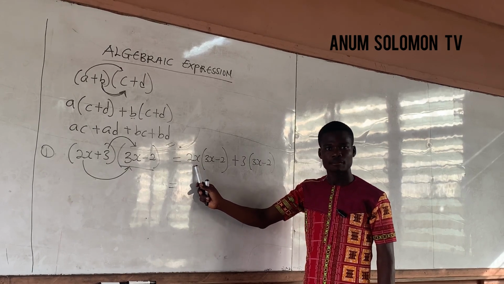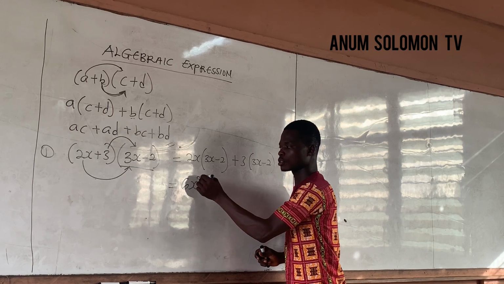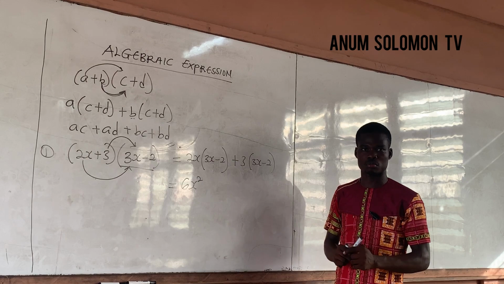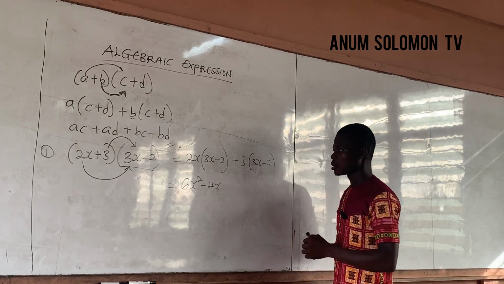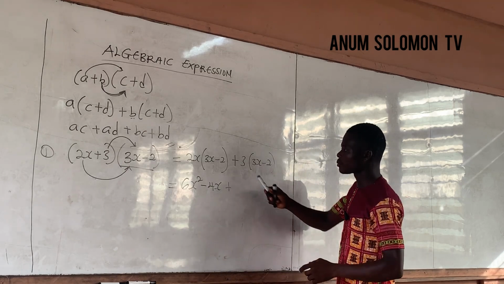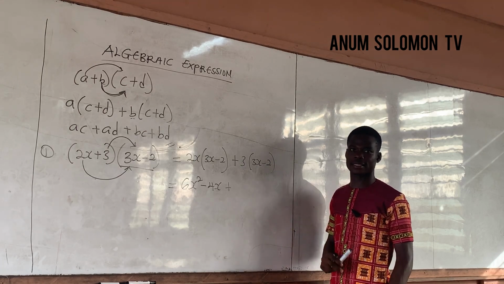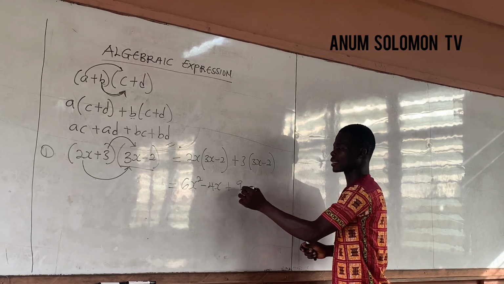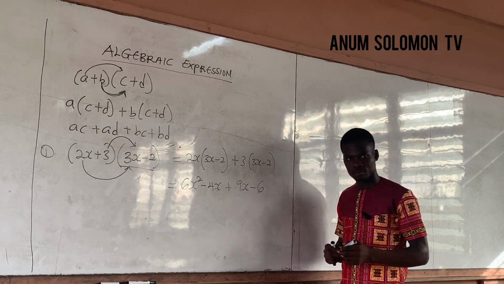So 2x times 3x is 6x squared. Now, 2x times negative 2, we have minus 4x. Plus, now we are moving on to the second bracket. We are going to use this term 3 to multiply each of the terms in this bracket. On this note, 3 times 3x is 9x, and 3 times negative 2 is minus 6.